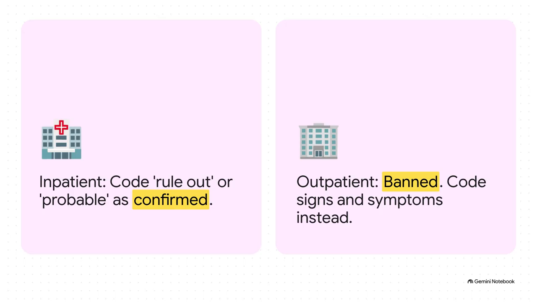Just look at this stark contrast here. In the inpatient setting, if a provider writes down a condition as rule out, probable, or suspected at the time of discharge, the CMS guidelines say go ahead and code that condition as if it's confirmed. But beware, if you take that exact same logic into an outpatient setting, you are going to fail that question. Outpatient coding strictly bans the coding of uncertain diagnoses. If it isn't definitively confirmed in a clinic or physician office, you just can't code it. Instead, you have to code the signs, the symptoms, or the abnormal test results that actually prompted the visit.